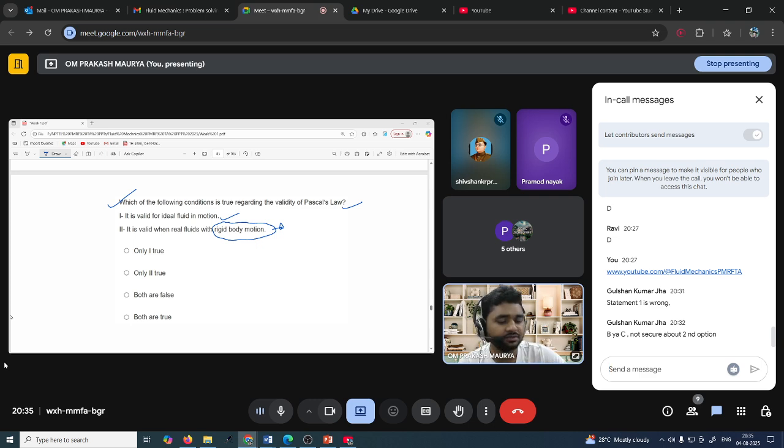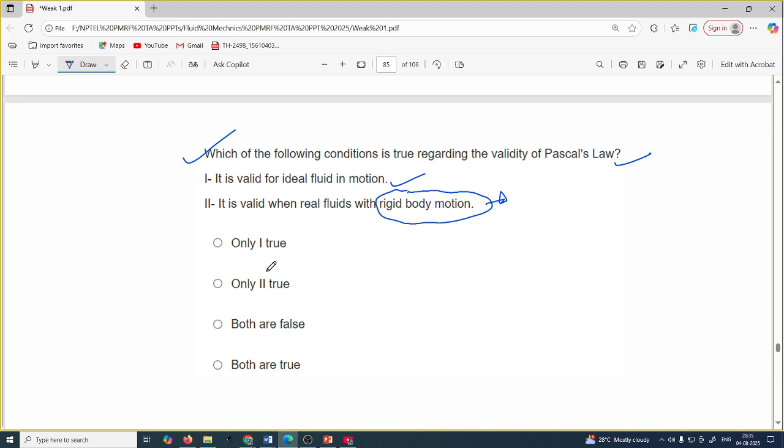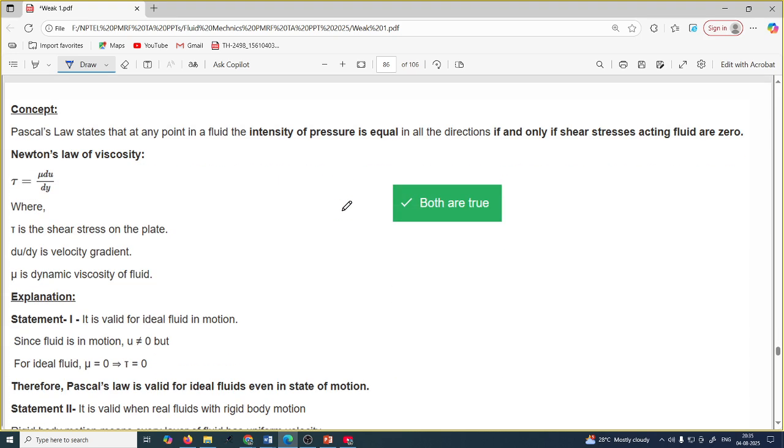Okay, let me show you the answer. So definitely both are true. How are both true? Let me show you. The concept: Pascal's law states that at any point in a fluid, the intensity of pressure is equal in all directions, if and only if. This is with a condition. What is the condition? The shear stress acting on the fluid is zero.